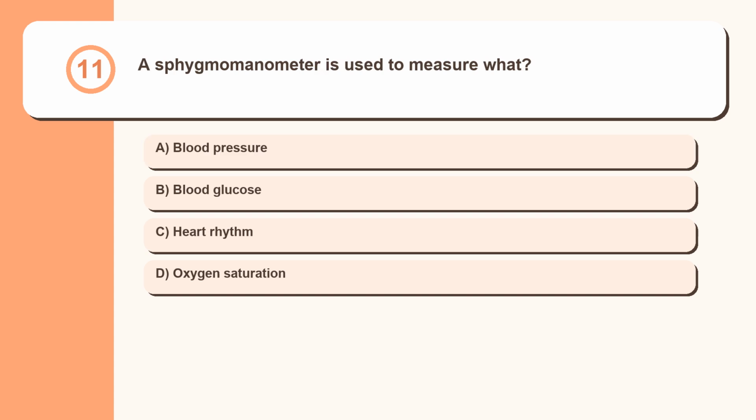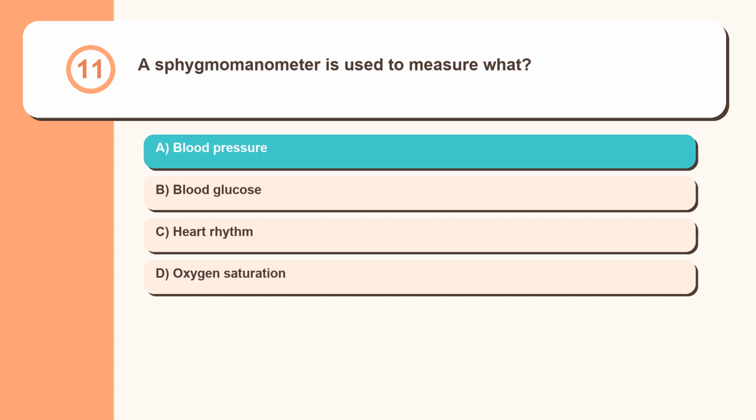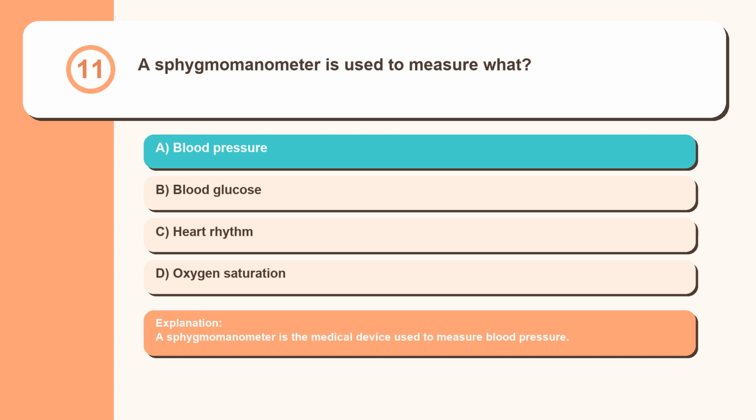Question 11. A sphygmomanometer is used to measure what? Blood pressure, blood glucose, heart rhythm, oxygen saturation. A sphygmomanometer is the medical device used to measure blood pressure.